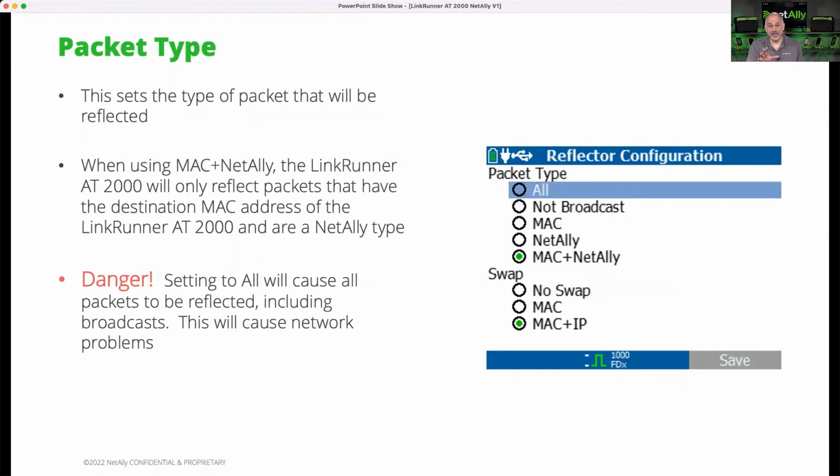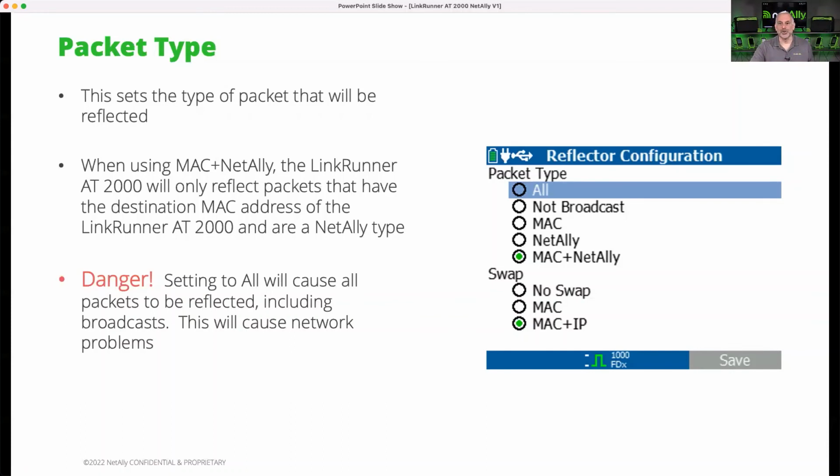Now, we can go in and configure this. We could say packet type all. Ooh, this is dangerous. One of the features available on the Etherscope NXG and on the LinkRunner 10 gig is the BERT test. If I want to do a BERT test and use the LinkRunner AT 2000 as a far-end device, I will need to set this to all. So it's going to take any packet coming at it from the Etherscope or the LinkRunner 10 gig, flip it around, and send it right back.